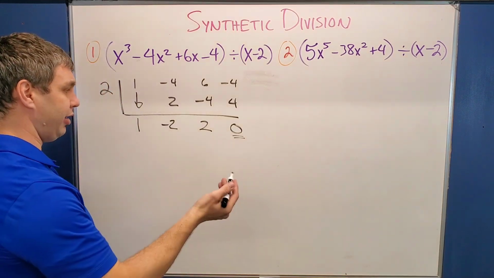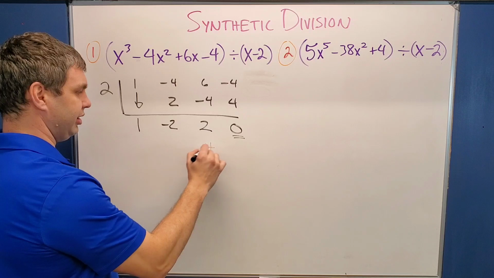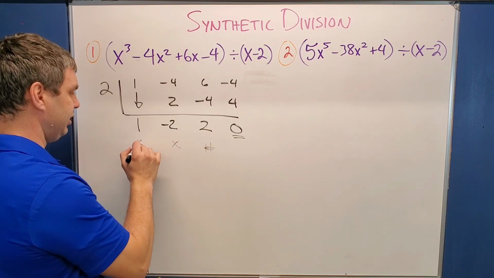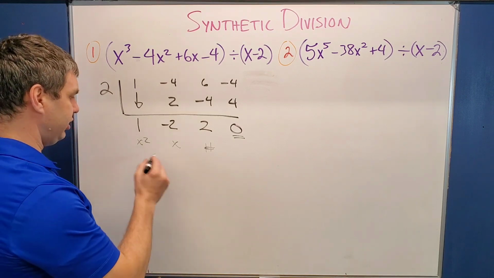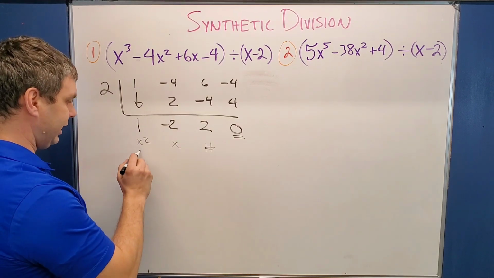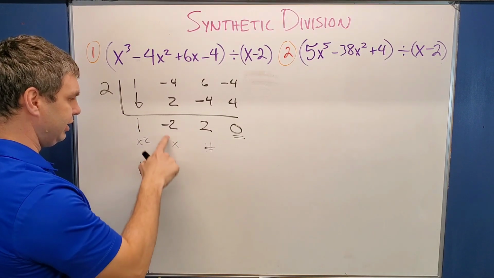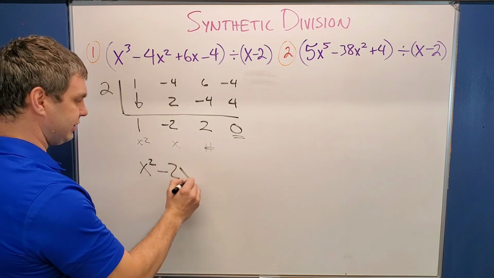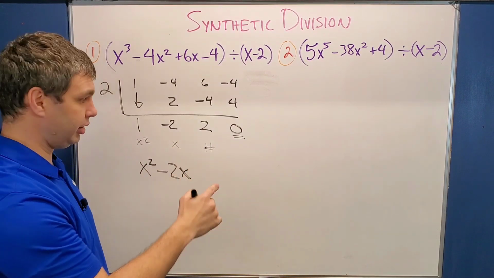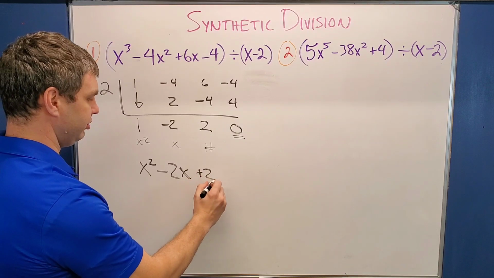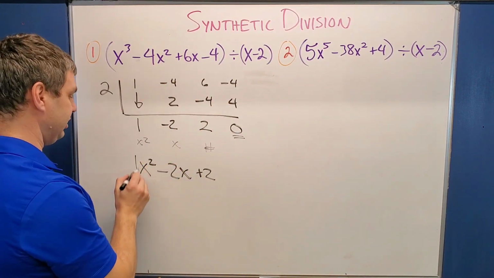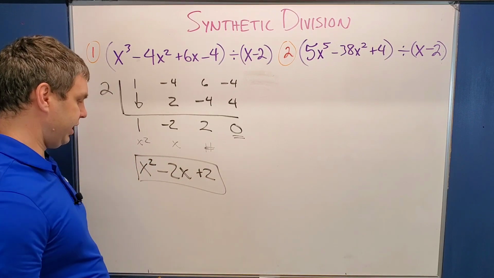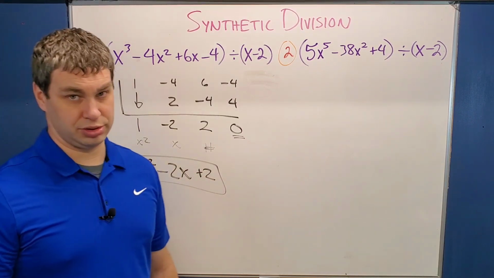But first off, we want to write our answer like this. This is going to be our x squared term, and if we would have more, it'd be x to the third, x to the fourth, and so on. And so what I mean by this is we're going to say we have 1x squared, or I could just say x squared, minus 2x. And then our constant term, or our number, is just going to be a positive 2. Okay, so this polynomial divided by x minus 2 is going to equal x squared minus 2x plus 2.